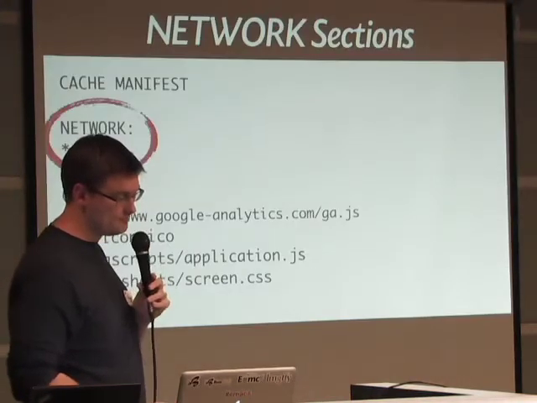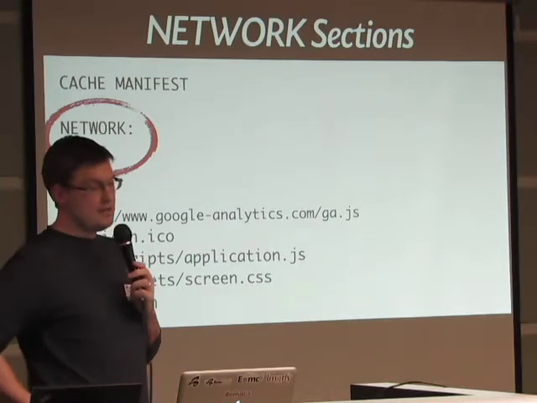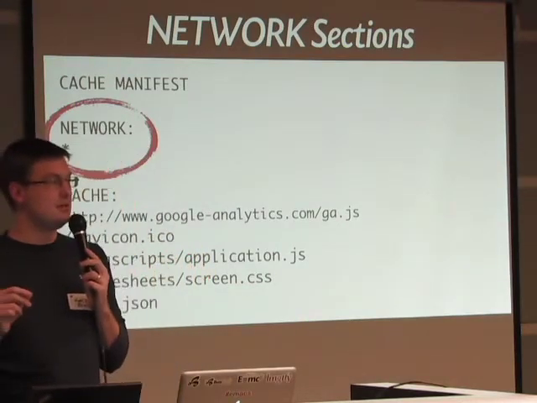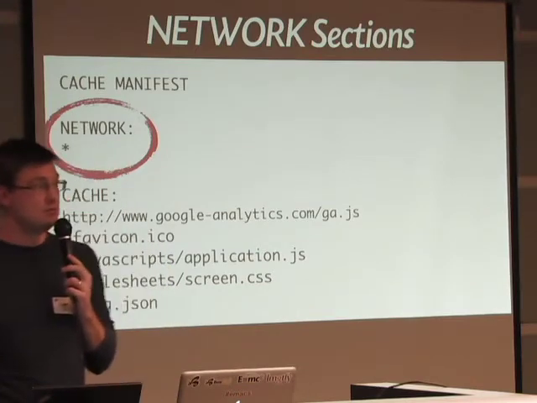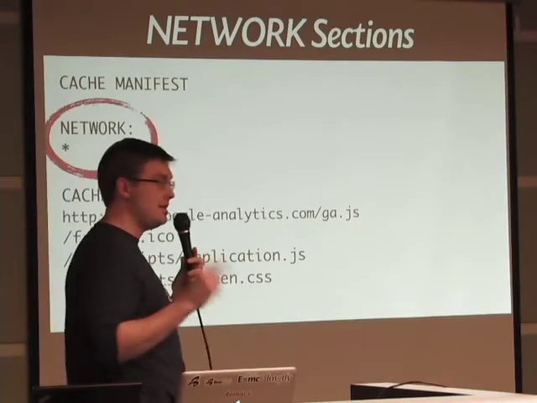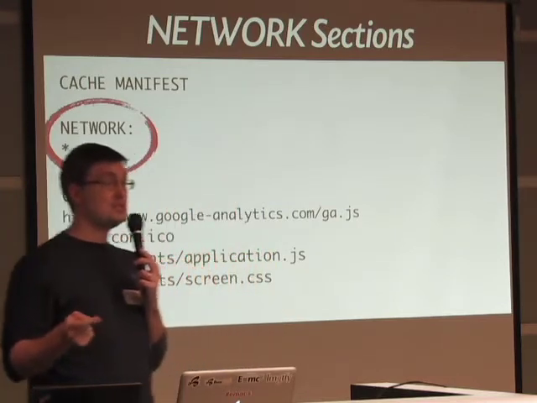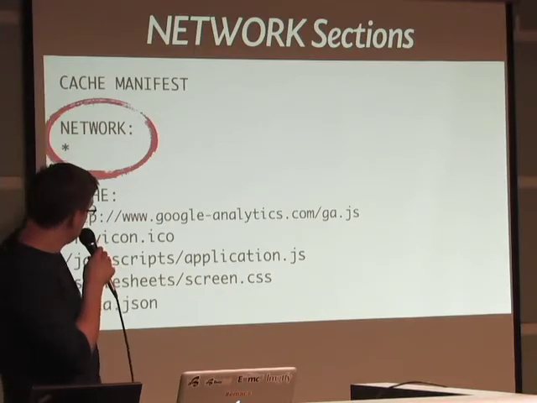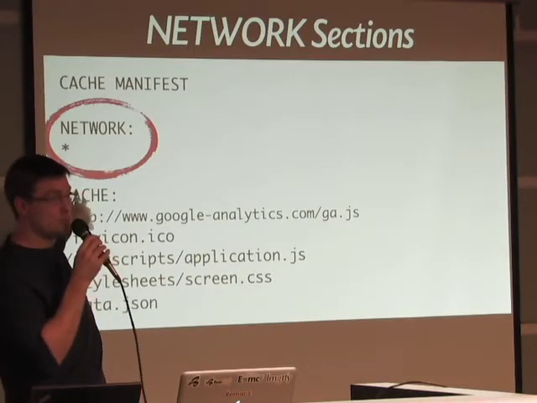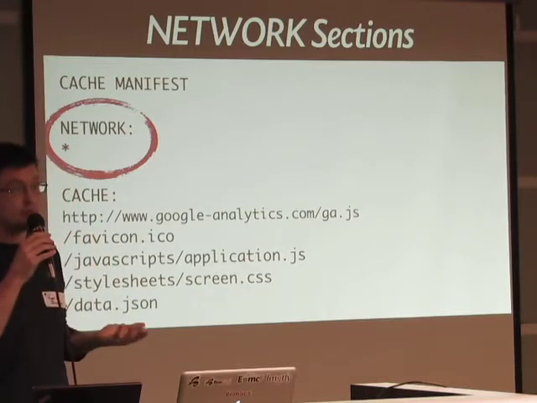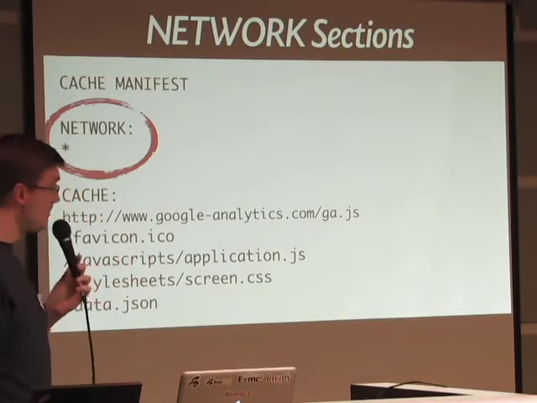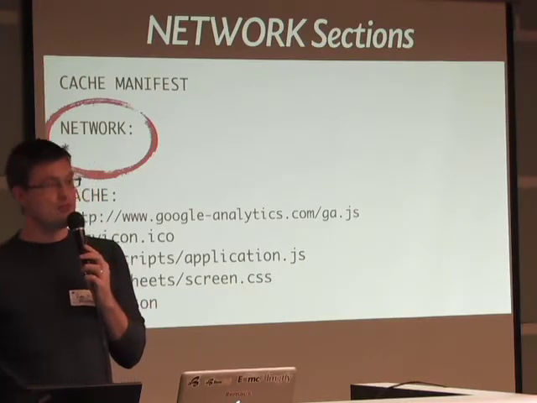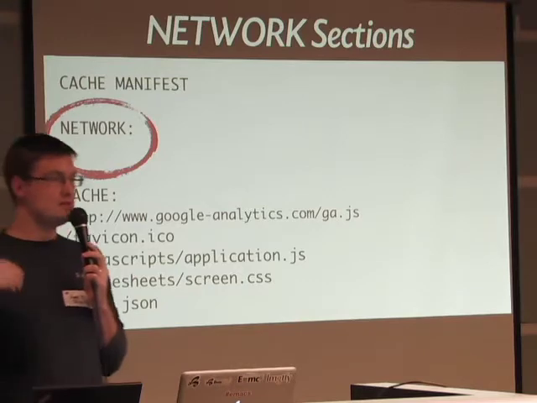There's the network section. The network section specifies everything that you want to access in your application, but not cache. In this example here, anything that we tried to access that wasn't listed in the manifest as in the cache section. By the way, if you have multiple sections, the cache section is what lists all the things that are going to be permanently cached. But the network section specifies everything that you want to access on the fly. These are the things, when you have an internet connection, that are going to be downloaded.